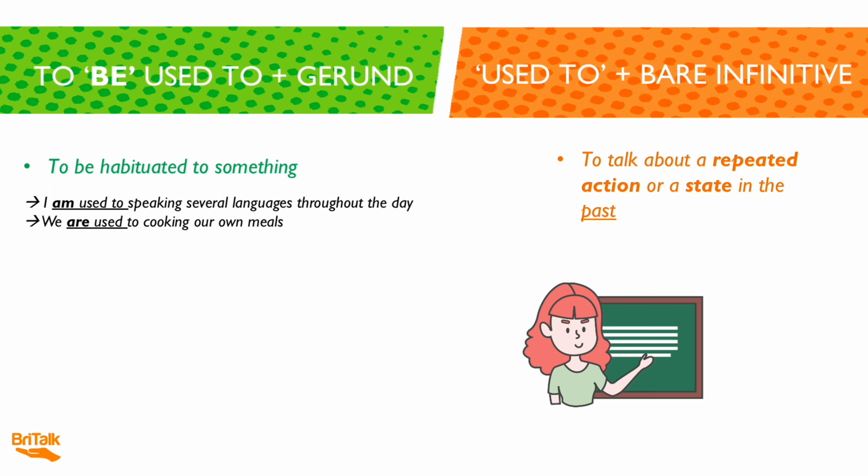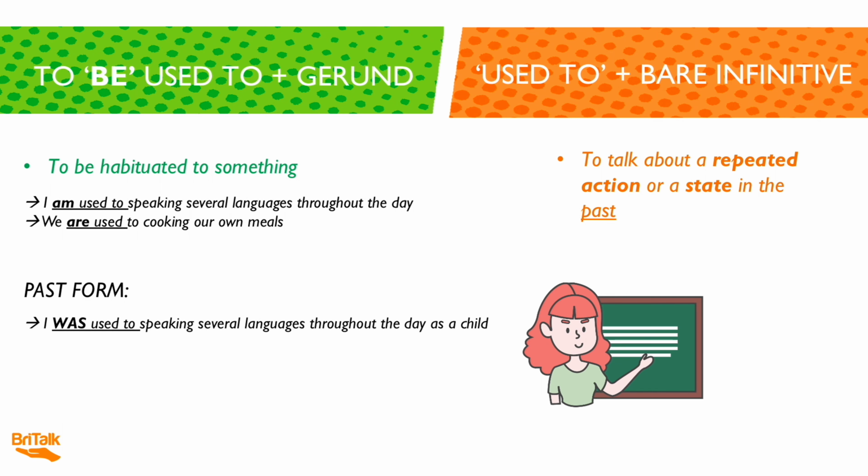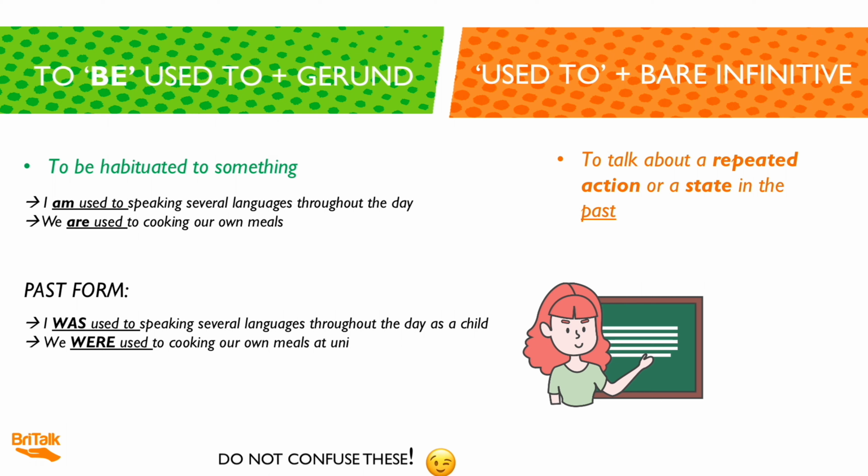And we can use this structure in the past form, but the verb to be is then changed into the simple past. So I was used to speaking several languages throughout the day as a child. We were used to cooking our own meals at uni, which means university. So essentially, do not confuse these two structures because they have different meanings. Used to and the bare infinitive means repetition, a repeated action or a state in the past. To be used to is about being habituated to something, okay?